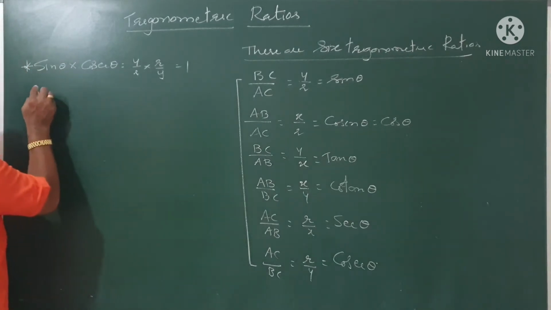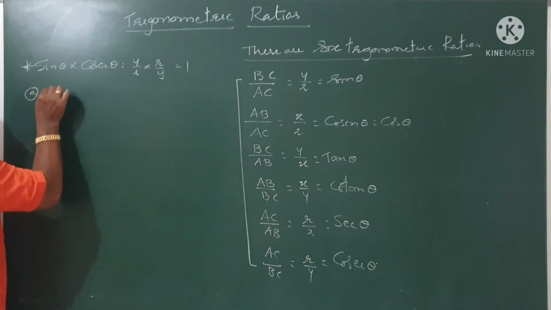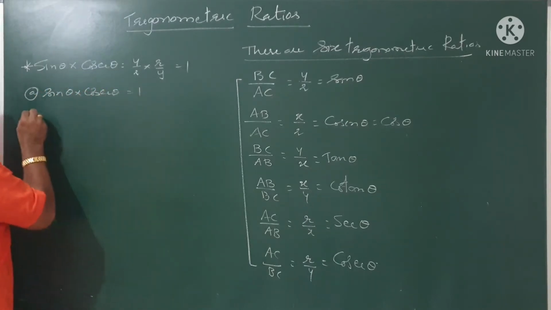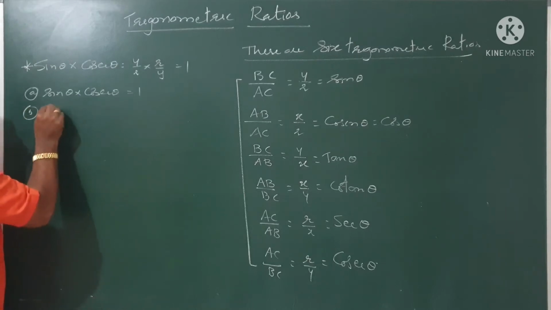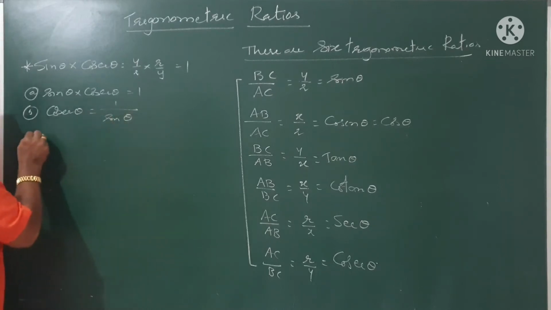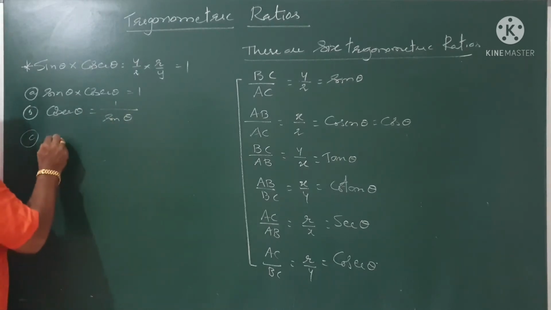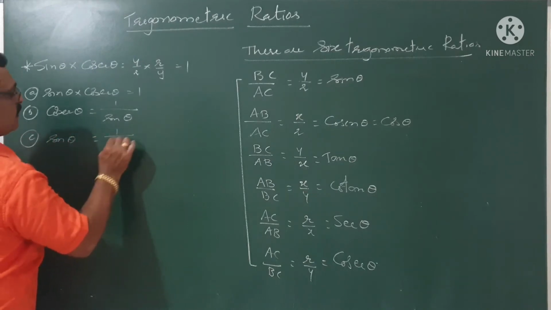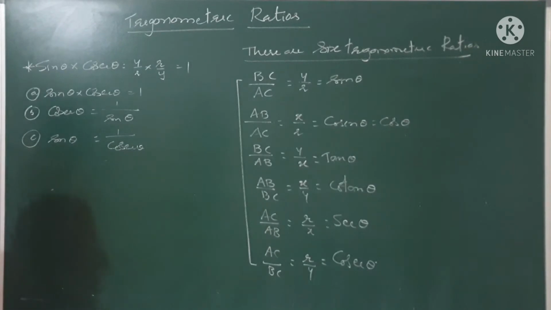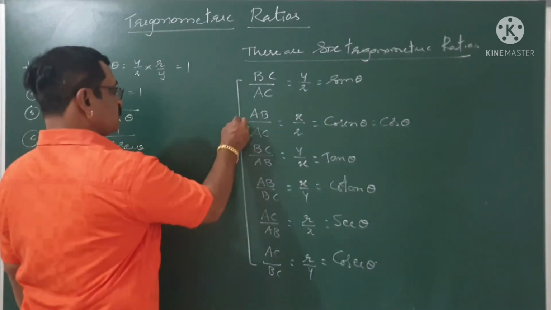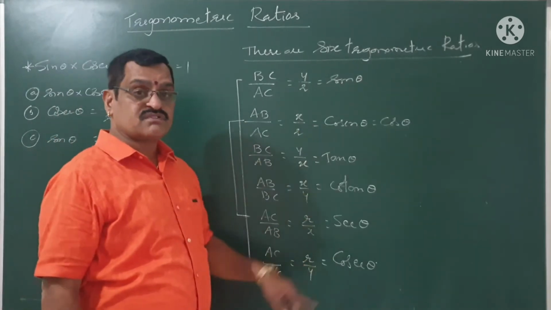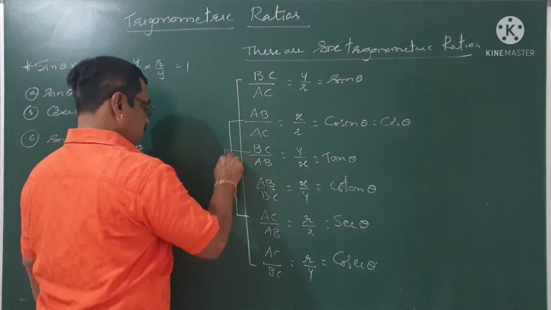Therefore, I can write sin theta times cosecant theta is equal to 1, or I can write cosecant theta is equal to 1 over sin theta, or sin theta is equal to 1 over cosecant theta. We can establish the same relation between these two also, because they both are reciprocals of each other, and these two also.